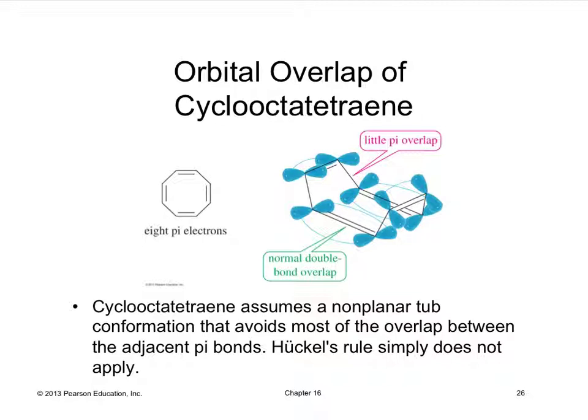If we look at the overall orbital overlap of cyclooctatetraene, it assumes a non-planar tub conformation and avoids most of the overlap between the adjacent pi bonds. And in this case, Huckel's rule doesn't apply.